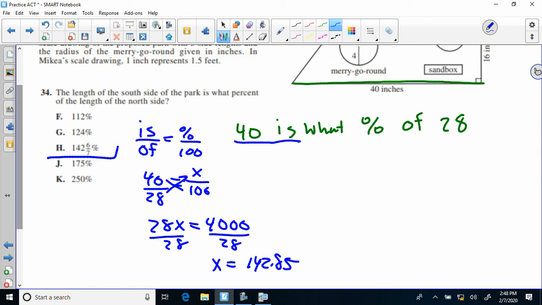And that is this answer right here. The only one that's 142. I mean, you could change it to a fraction or whatever. It's a mess, but it's this one right here. We good?